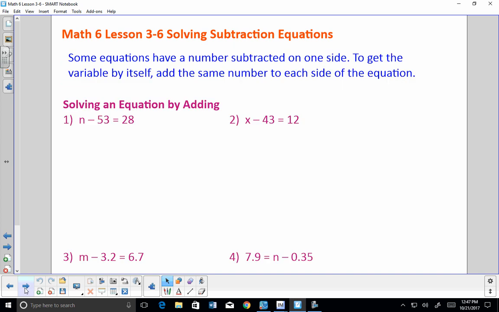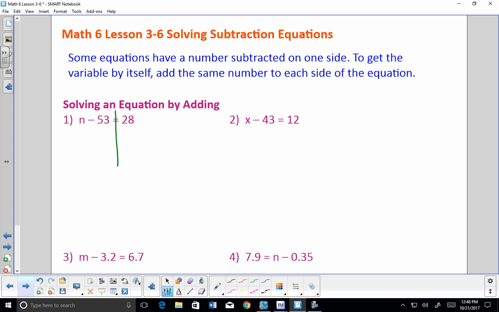Some equations have a number subtracted on one side. To get the variable by itself, we will add that same number to each side of the equation. Again, your equations are divided by the equal sign. The equal sign is like a little invisible fence that divides one side of your equation from the other side. Whatever side of your equation has the variable wants to be by itself.